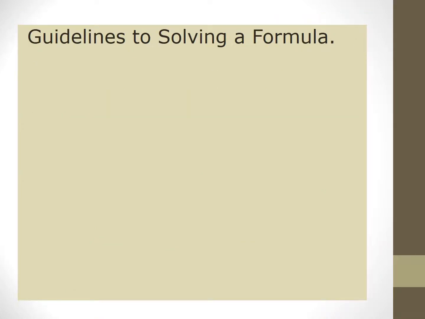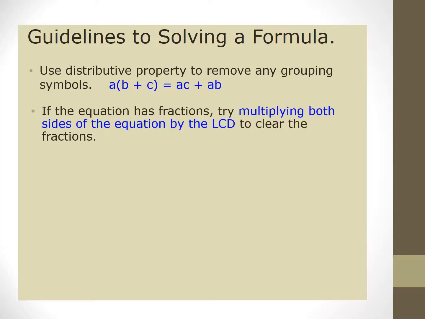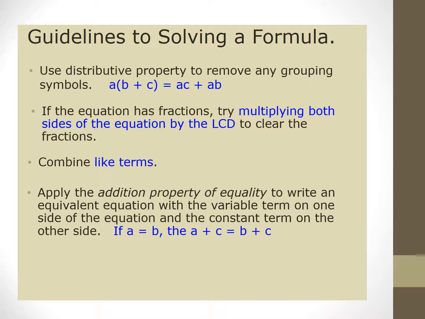The guidelines to solving a formula are going to sound very similar to those that we learn to solve equations, because that's essentially what we're doing. The formula is an equation and we're solving for certain components. So first of all, we use the distributive property to remove any parentheses or grouping symbols. If there are any fractions, we strongly suggest that you multiply both sides of the equation by the lowest common denominator. That helps clear the fractions. We always, when given the chance, want to combine like terms, because that simplifies our equations. And then we apply the two rules that we learned.